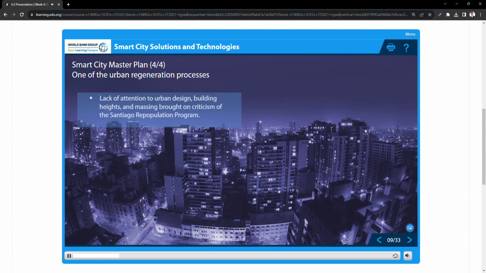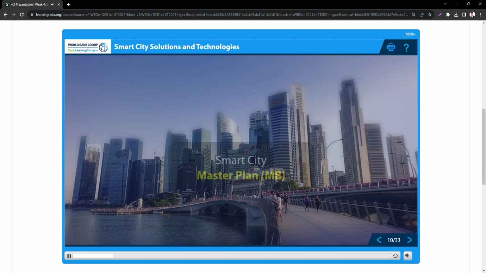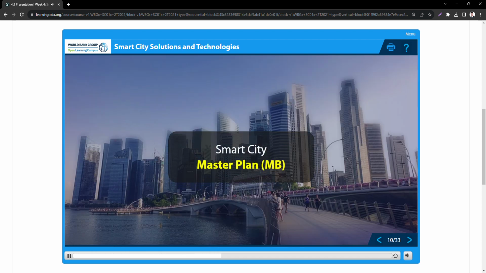This is a case of lack of attention to urban design, building heights, and massing brought on criticism of the Santiago Repopulation Program. In the second chapter, we will explore on how Smart City Master Plan is developed.